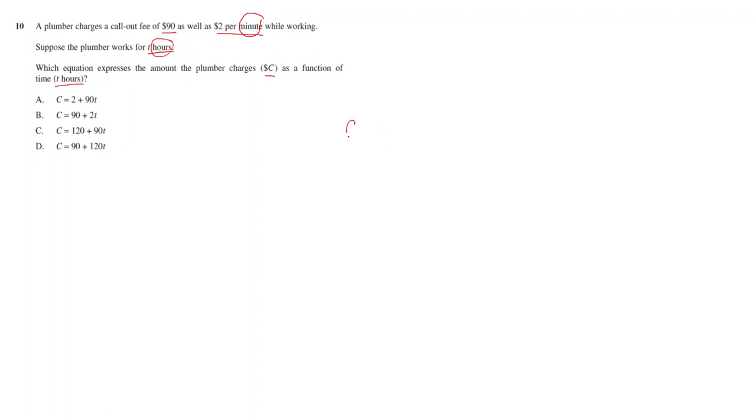So C would be equal to 90. 90 is the flat number he would charge irrespective of how many hours he works, plus T. T would be the number of hours, and that needs to be multiplied by, because it's $2 per minute and T is in hours, so 2 is per minute and in an hour there are 60 minutes, so it would be 90 plus 120T.